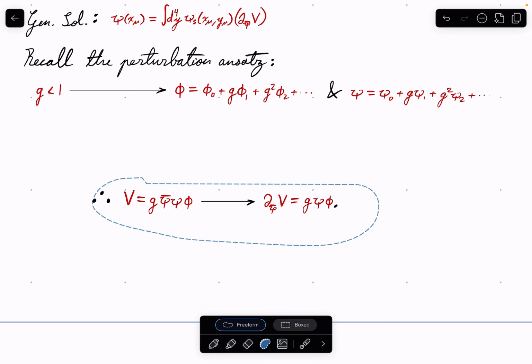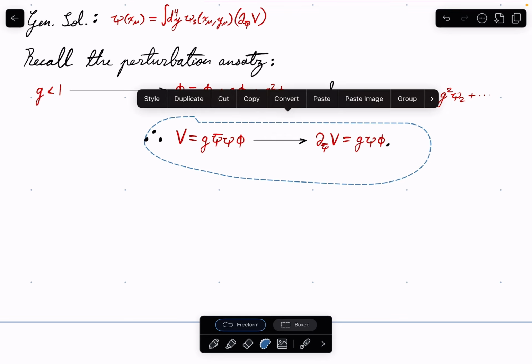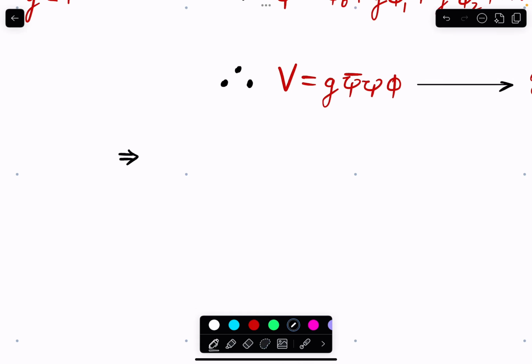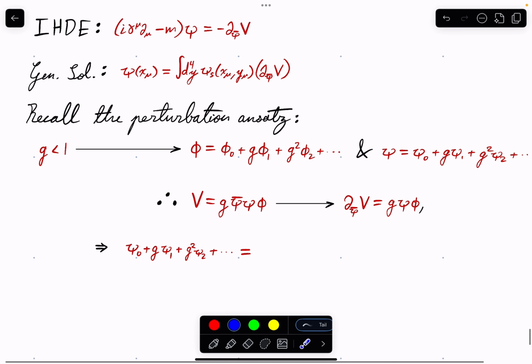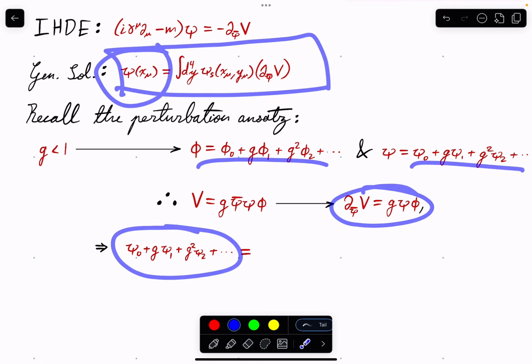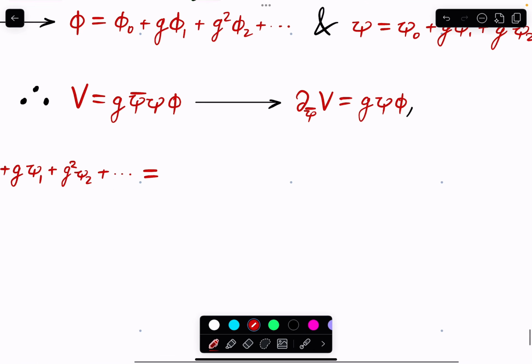Okay, so we have this fact right here. And this implies that phi naught plus G, or C1 plus G squared, C2, and so forth. So now we're plugging in the perturbation ansatz and this into this equation right here. So the left-hand side here is this side. And now we have G integral d to the 4y.